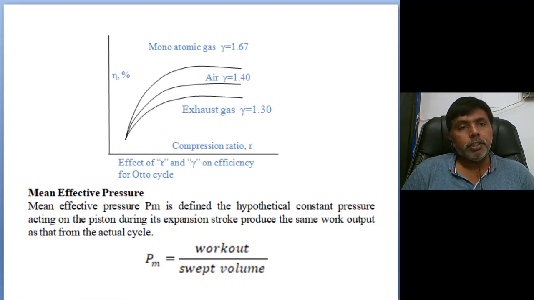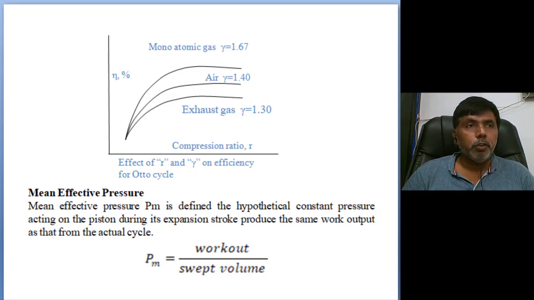Next, determination of the mean effective pressure. What does mean effective pressure mean? It is a hypothetical constant pressure acting on the piston during expansion. Why? Because at the start of expansion, high pressure is available, the cycle's highest pressure. At the end of expansion, the lowest pressure is available. You have to determine the average pressure acting on the piston. That simple equation is work output by swept volume.